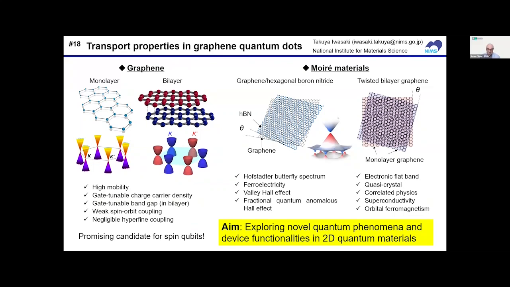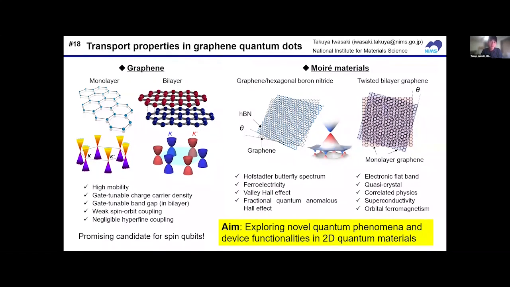Yes. Okay, thank you. I'm Takuya Iwasaki from the National Institute for Materials Science, Japan. I'm an experimentalist in materials science. We've been investigating two-dimensional materials, in particular graphene and hexagonal boron nitride, hBN, and their stacking structures.